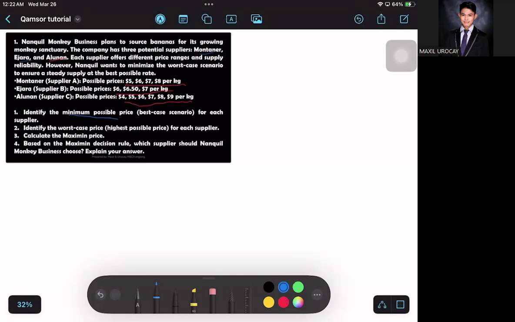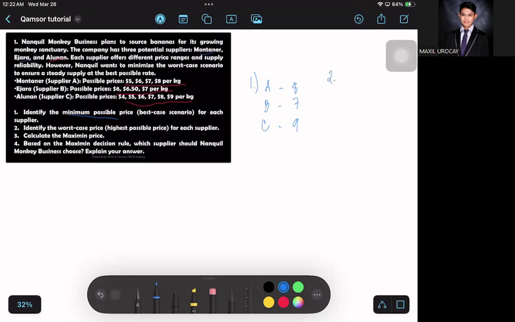So for that one, number one, we have supplier A, supplier B, and supplier C. So the best case scenario right there will be 8, it will be 7 for Ihara, and it will be 9 for Alunan.